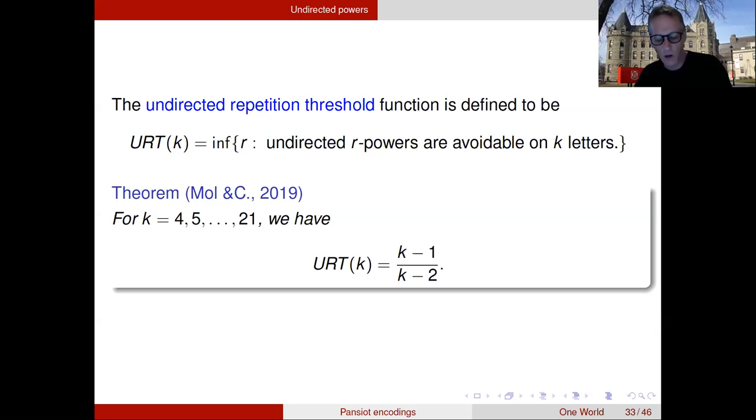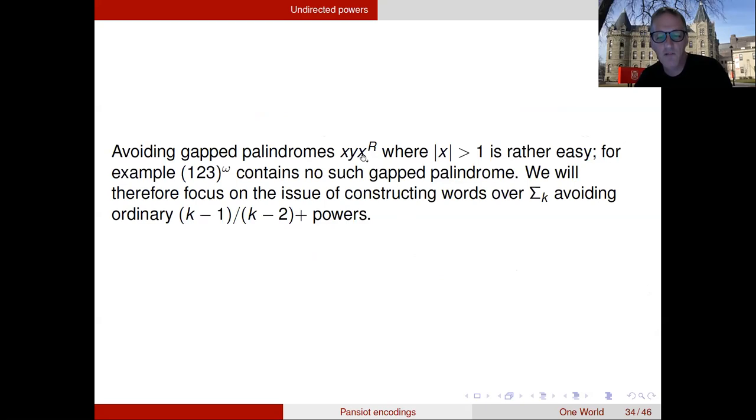Avoiding gap palindromes, x y x-reverse, where the length of x is greater than 1, is actually rather easy. For example, if I take 1, 2, 3 and repeat it infinitely, 1, 2, 3, 1, 2, 3, it doesn't have any gap palindromes like this. If you look at any two-letter word like 1, 2, the reverse never occurs. So we'll actually focus on the issue of constructing words avoiding just the (k-1)/(k-2) plus powers. So let's go back to Dejean's conjecture.